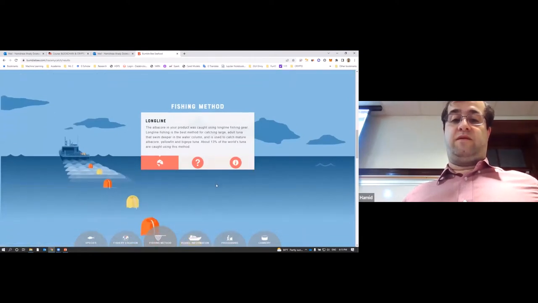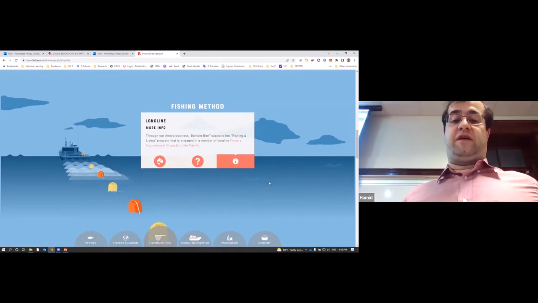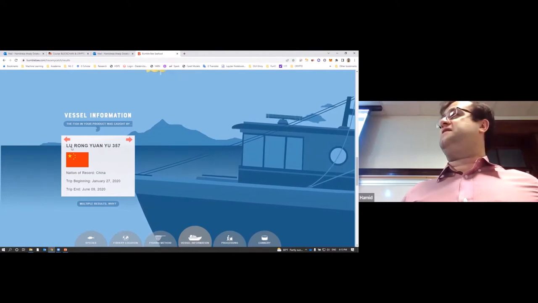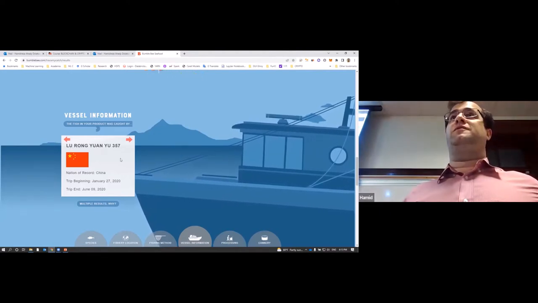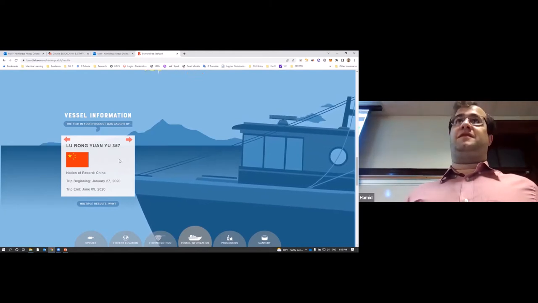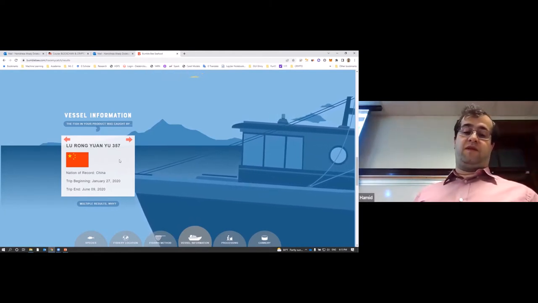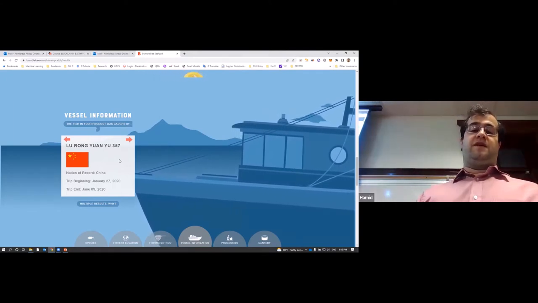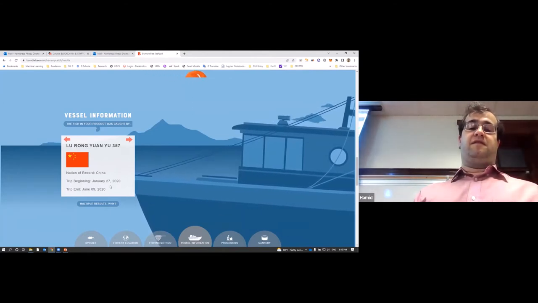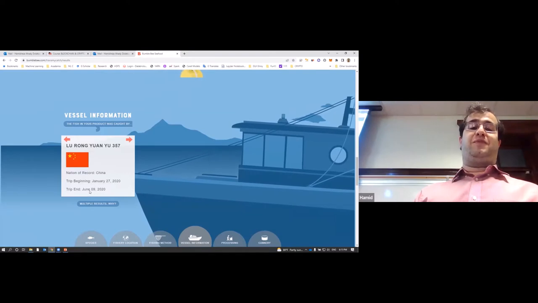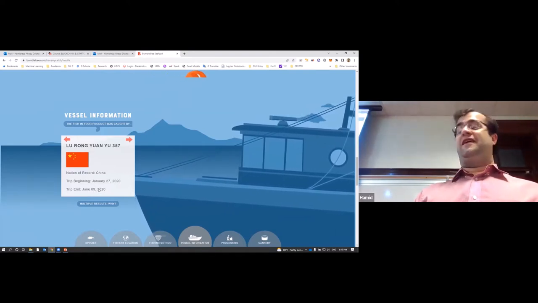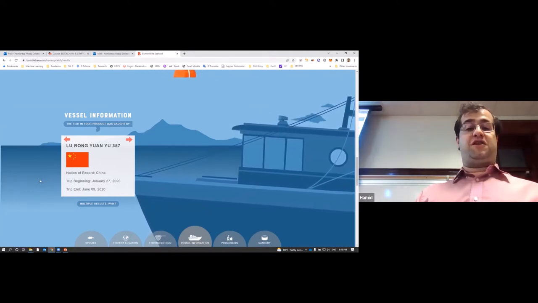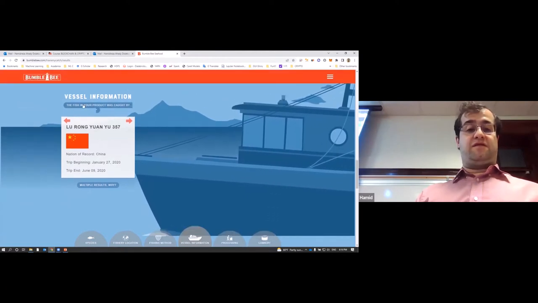You can even see how they cut the fish. Very interesting. The fisher was, is it he or she? Lurung Yuan Yu? Is a guy. So it was a guy from China who went to catch this tuna. He left in January 2020 and got back June 9th. So he had a very long, I think he made a very good business, long shipping and fishing path. You can even get some information about his vessel.